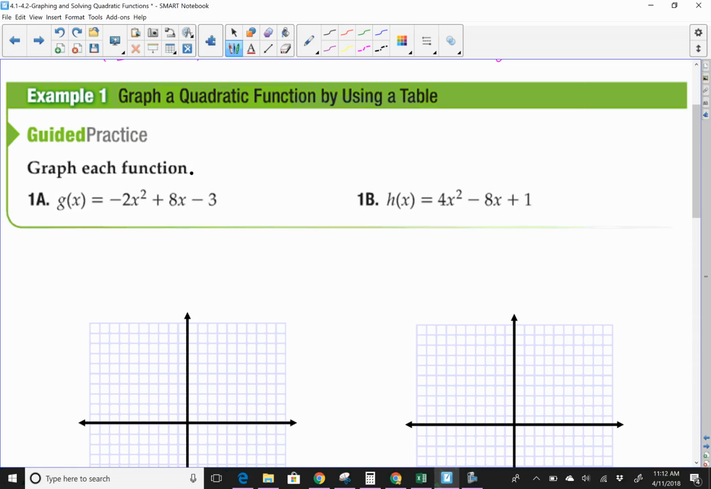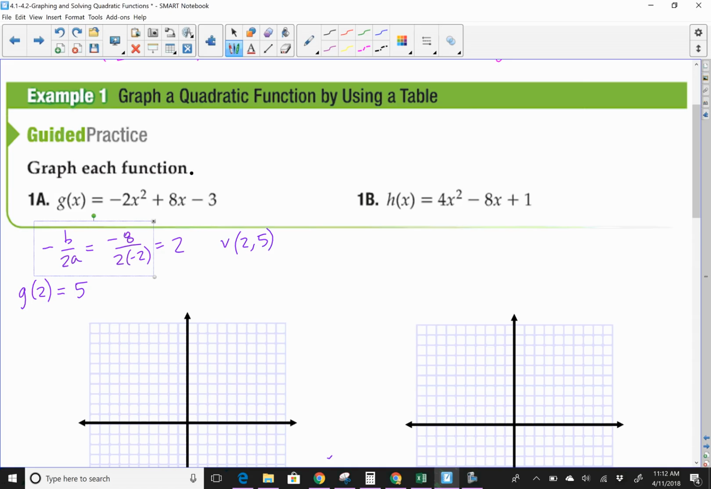Okay, so to start off with, negative b over 2a is going to give me negative 8 over 2 times negative 2, and that, of course, is 2. And then I'm going to plug in g of 2. When I plug that in, we've already done that a lot, that, of course, is going to give you 5. So that makes my vertex 2, 5.